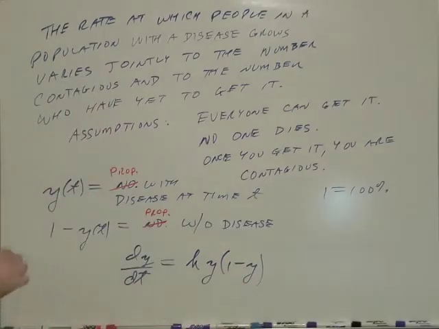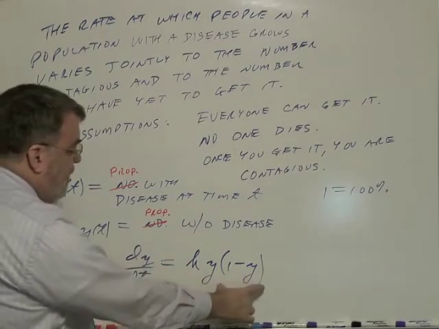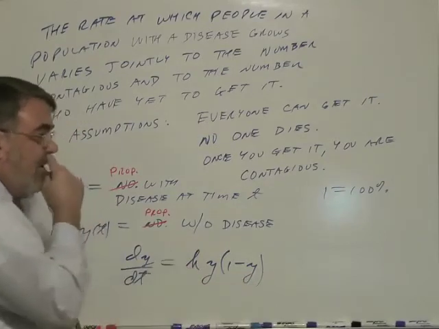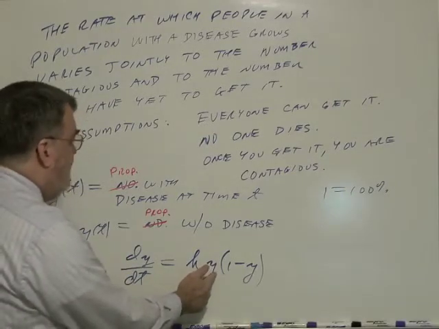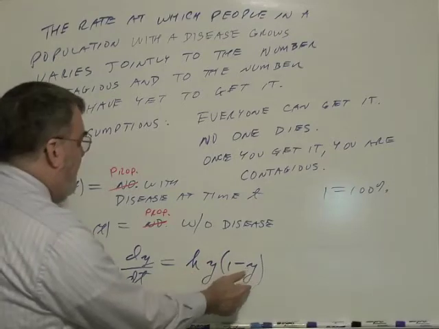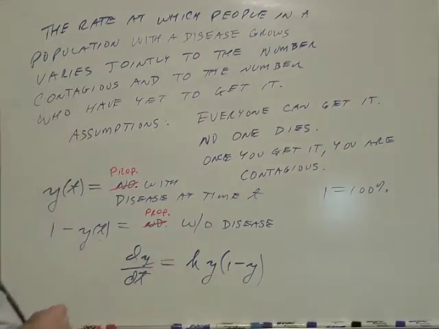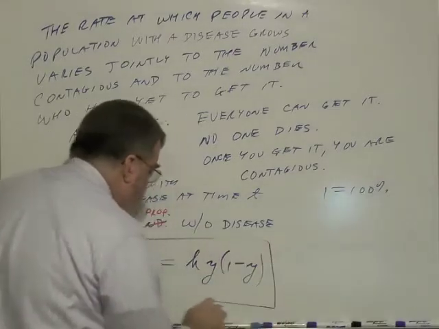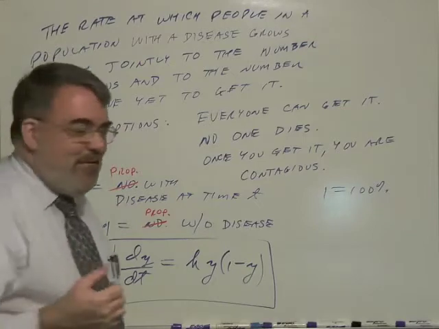In a joint proportion, we need a constant of proportionality. We can't just say the derivative is equal to y times (1 minus y). We need a number in here to allow us to equalize it, and we'll have to calculate this number. Here is the proportion of the people with the disease, and here are the ones without the disease. So the joint proportion means I'm going to multiply these together, and then I need this constant k. So here is the differential equation model of the logistic function.